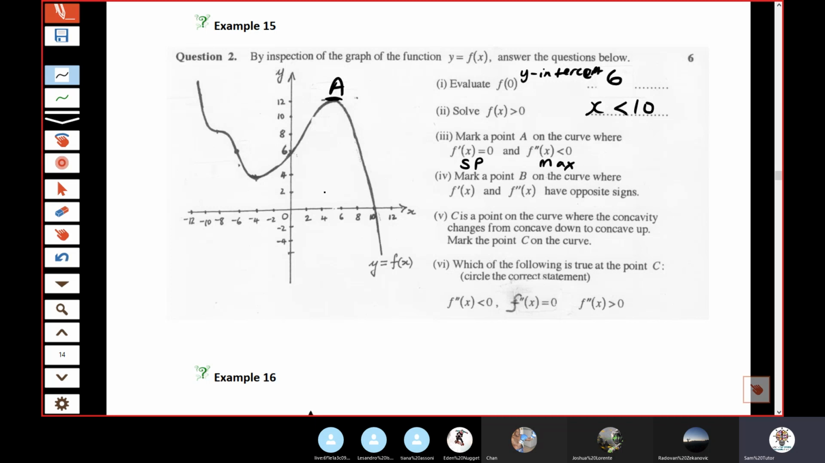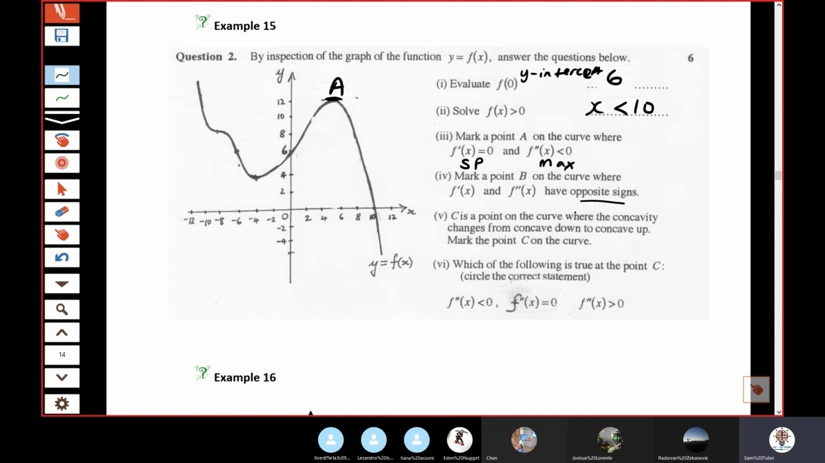Looks weird, right, when you're reading them like that, but it's actually easy. Just write down what you know. Write down SP. Write down max. Next one. Mark a point B on the curve where y dash and y double dash have opposite signs. Look how I'm reading it. I'm not saying f dash, don't complicate it. What does it mean?